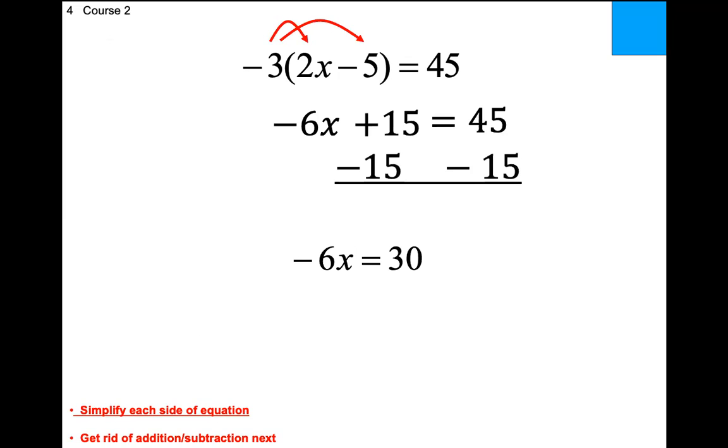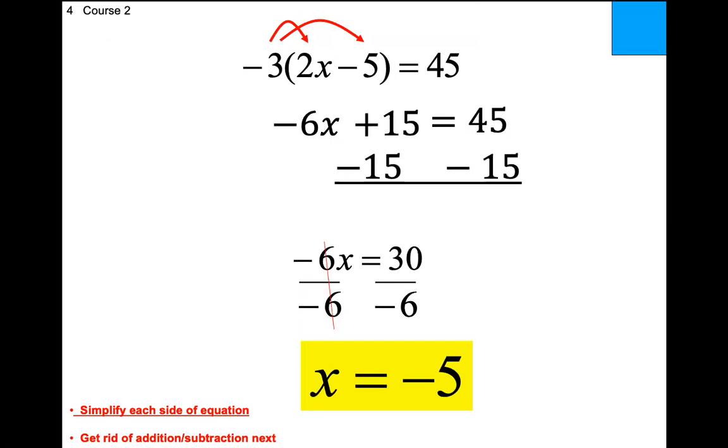Stop me if I'm going too fast. It's not 6, it's -5. It's divided by -6. It's -5. You are wrong.